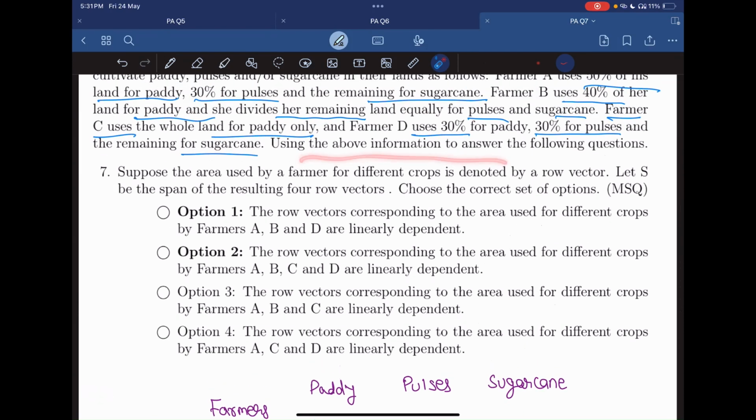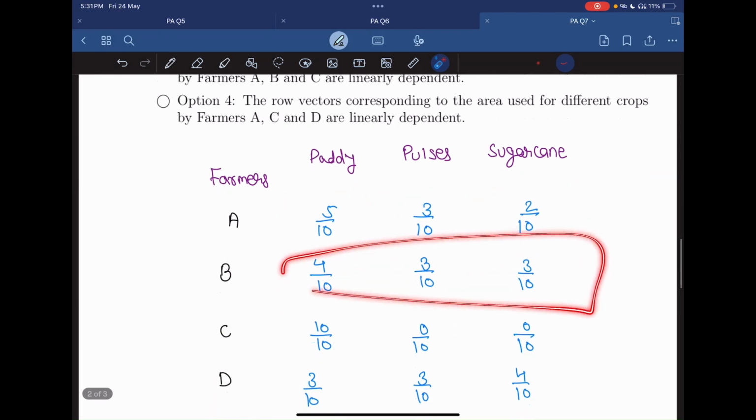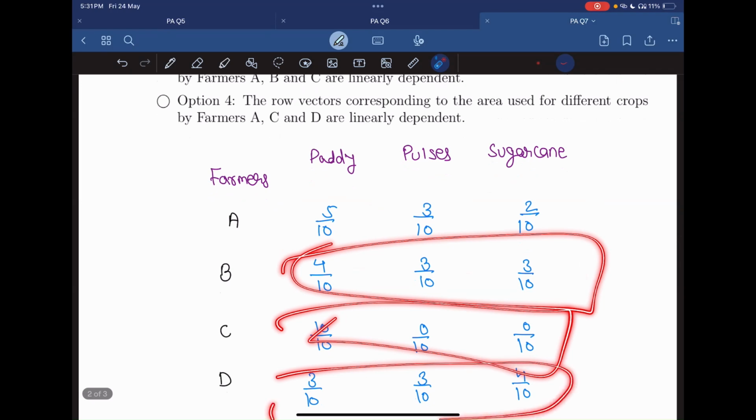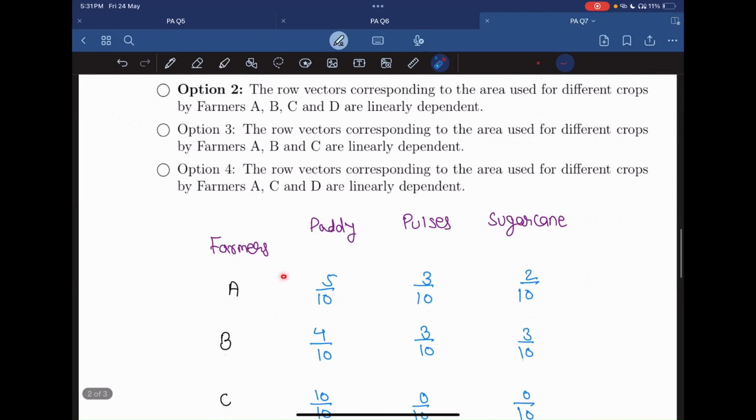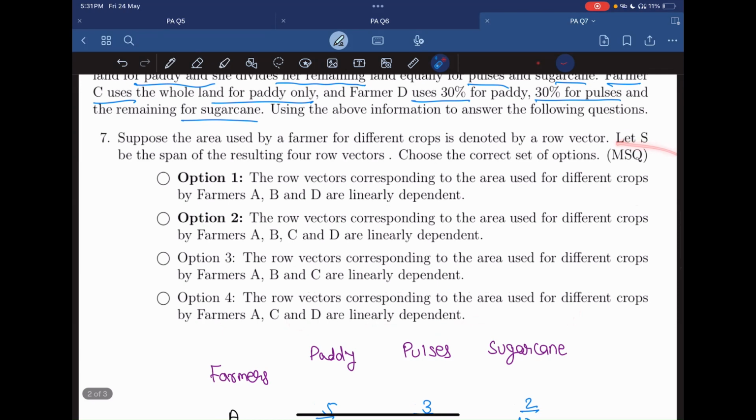Using the above information to answer the following question. So first, question 7. Suppose the area used by farmer for different crops is denoted by a row vector. So that means this is our first vector, this is our second, third and fourth, like that. So this one row is one vector. Let S be the span of the resulting 4 row vectors. Choose the correct options.